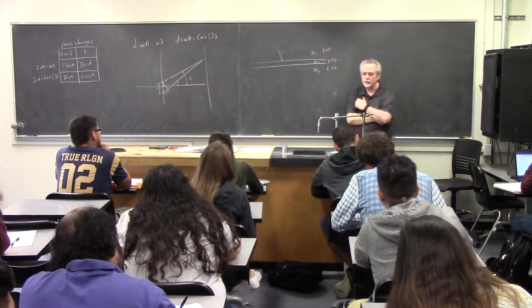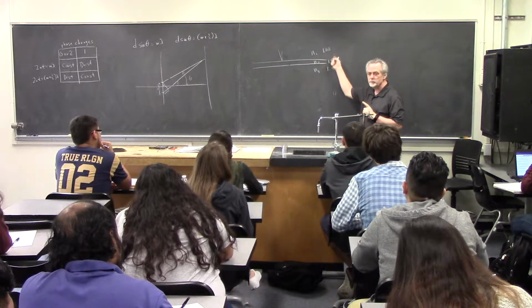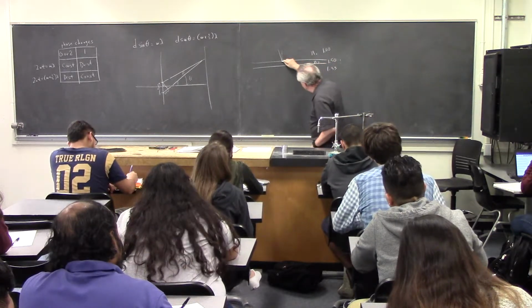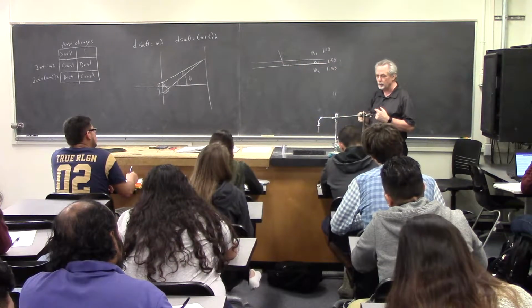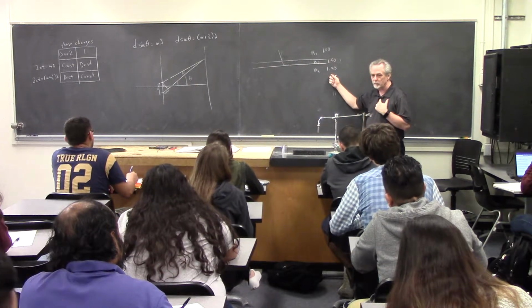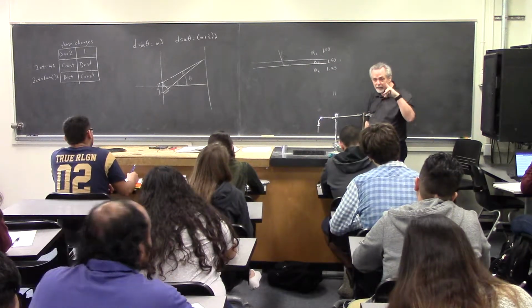Is there a phase change? Yes, because 1.5 is bigger. Then the light that didn't reflect but got transmitted hits here and reflects. And the question is, was there a phase change? No, because this is smaller. Everybody with that? So the first thing to do is count phase changes.